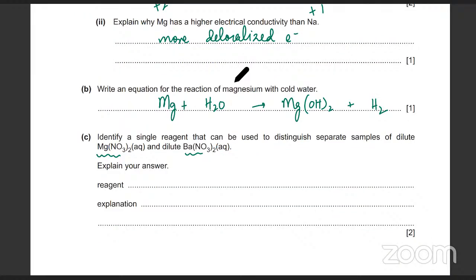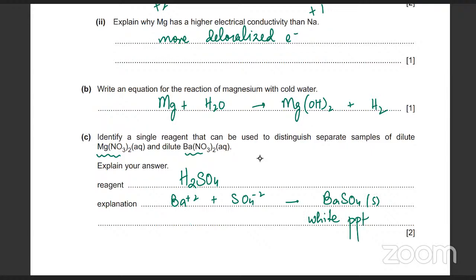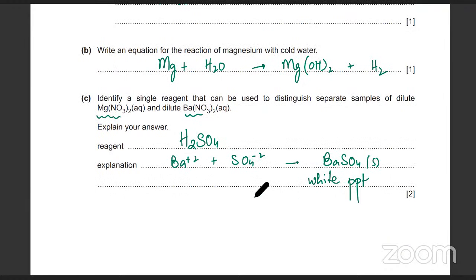Okay, sir. So, identify a single reagent. I guess sulfuric acid or any sulfate. Explanation: barium ions will react with sulfate ions to form an insoluble precipitate, and that will give you a white precipitate. That's the next part.